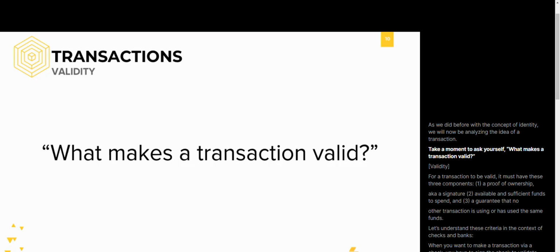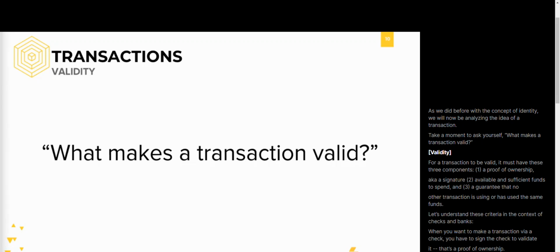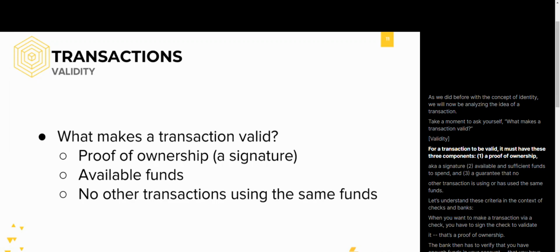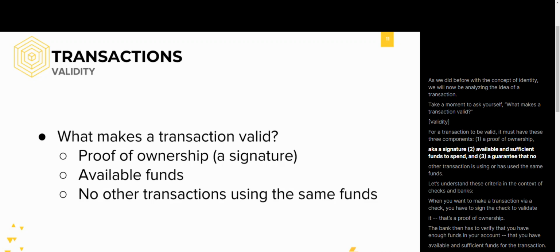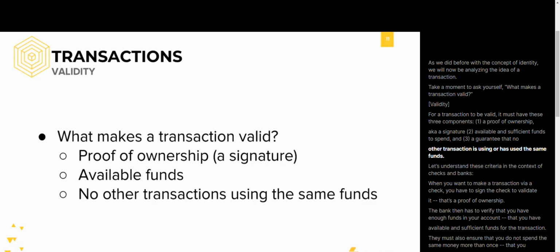Take a moment to ask yourself, what makes a transaction valid? For a transaction to be valid, it must have these three components. 1. A proof of ownership, aka a signature. 2. Available and sufficient funds to spend. And 3. A guarantee that no other transaction is using or has used the same funds.